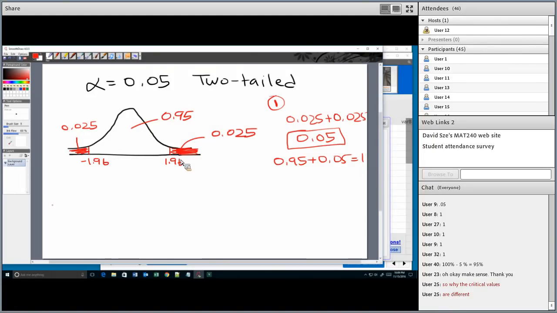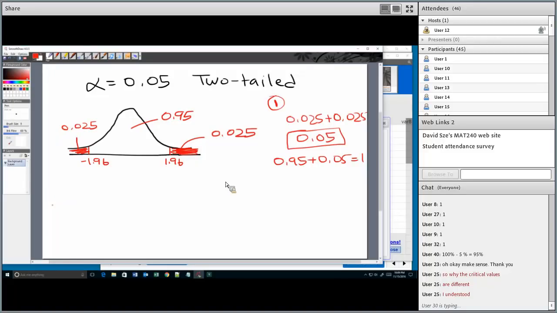Why the critical values are different? I'm not sure if I understand that question. You mean like why is this different than this? Yeah, these are different, right? Because it's a two-tailed test, right? So you have a critical value on the right side, critical value on the left side, and then these are the values.